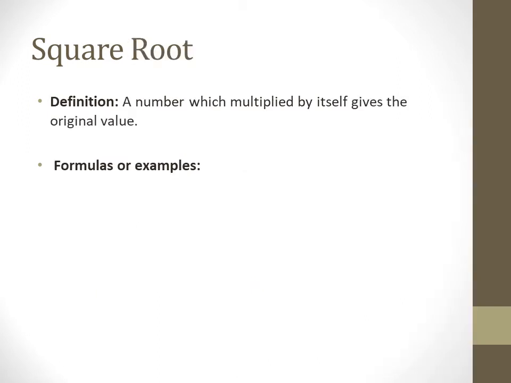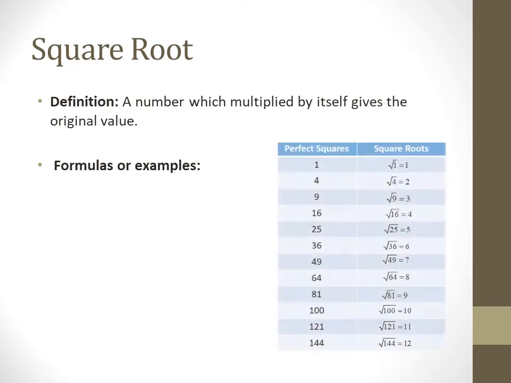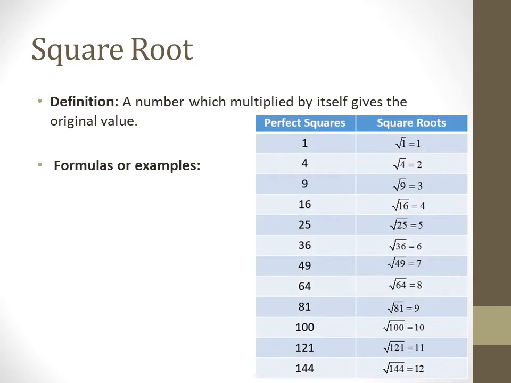Now, if we reverse a squared number, we're talking about a square root. And this is a number which multiplied by itself gives the original value. So just think about all of this in reverse, going backwards, okay?